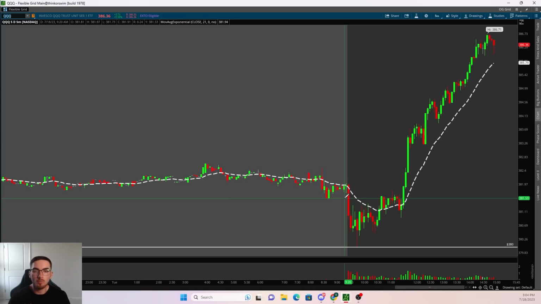So now that I have all of my levels marked out on ES, SPY, QQQ, and NQ, as the market opens, I am watching all 4 of them. I do have a flexible grid where I have all 4 of those pulled up.